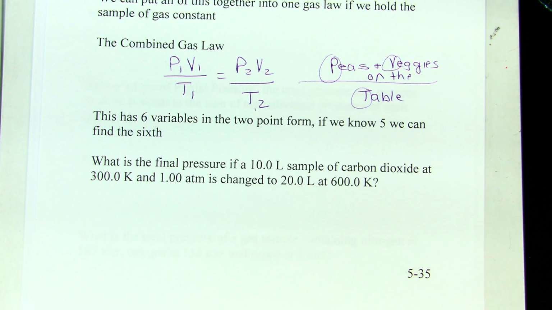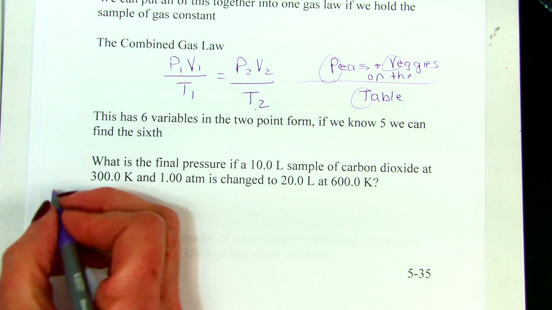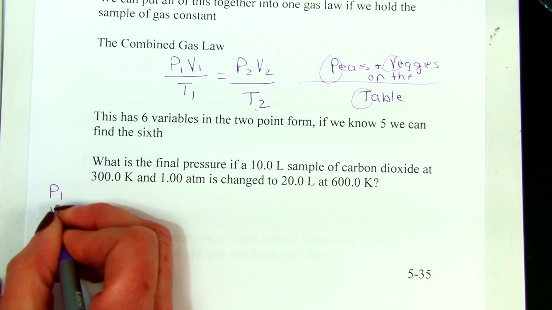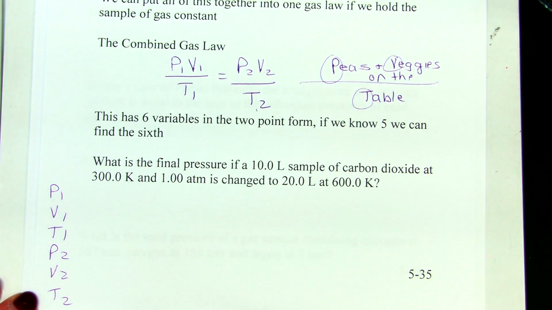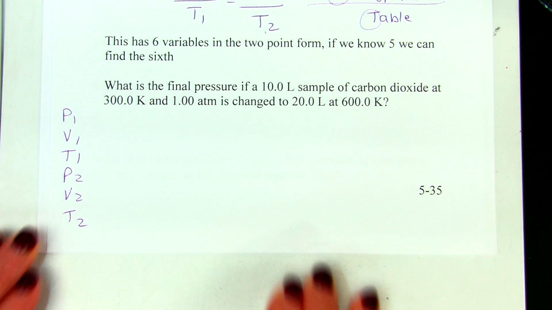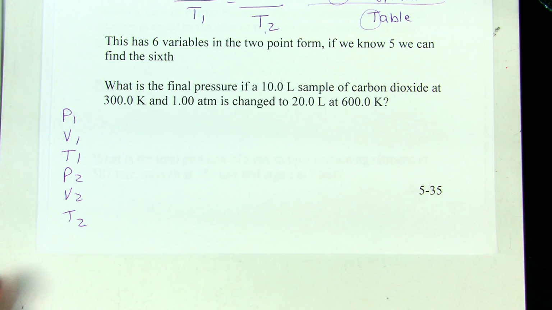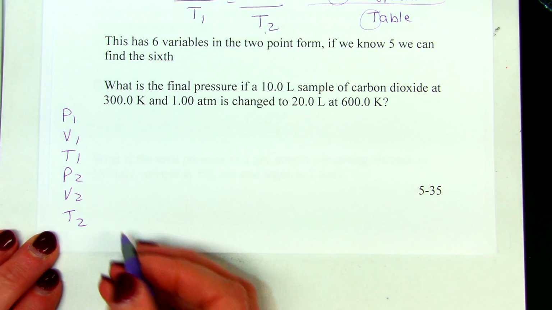So we now have an algebraic equation with 6 variables in it. So if we know any 5, we can find the 6th variable. What's the final pressure if a 10-liter sample of carbon dioxide at 300 Kelvin and 1 atmosphere is changed to 20 liters at 600 Kelvin? So I do the same thing as before. P1, V1, T1, P2, V2, T2. I pull all the variables out and get the numbers away from the words so I can work with this and do the algebra.